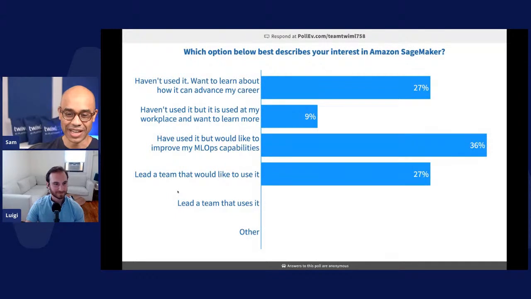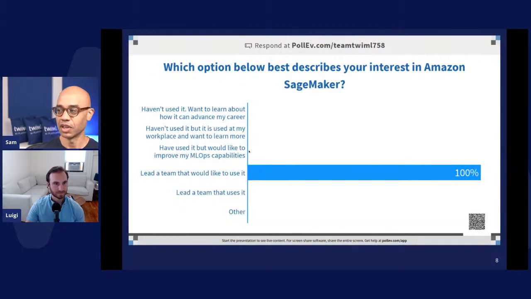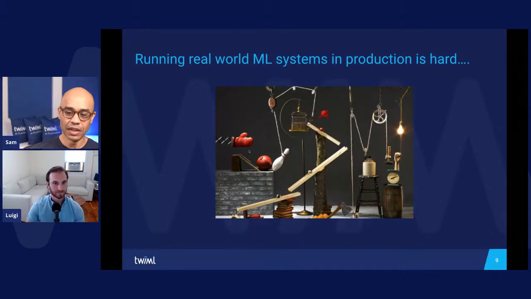So this is again live, but we are going to move on. It was great to get this insight into where folks are coming from. Where we want to start this conversation is around the challenges of running real world systems in production, because that's where ultimately you will see the benefits of a system like SageMaker.